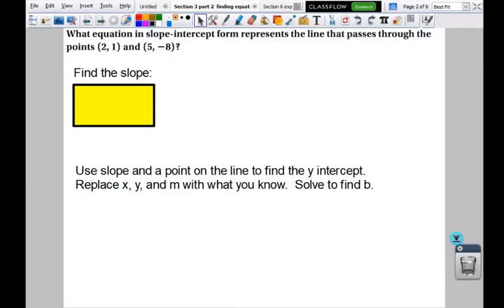If not, regular practice. So we're going to find the equation of a line in slope-intercept form that represents the line that passes through the points (2, 1) and (5, -8). And all this is just saying is, what's the equation of a line that goes between (2, 1) and (5, -8)? So we need to do two things.